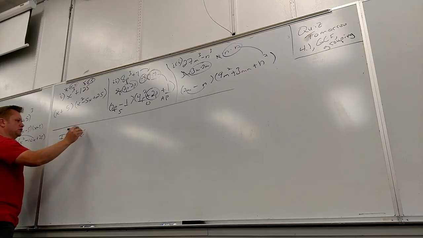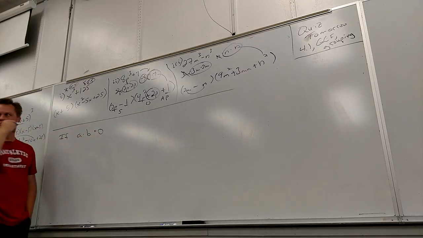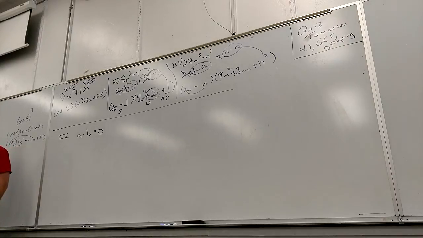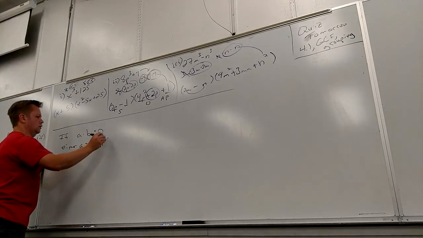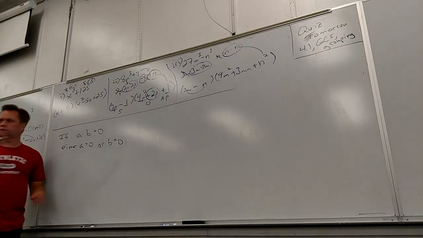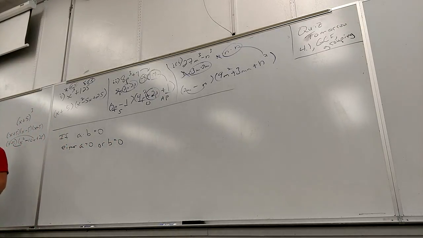If I have one number times another number equals 0, is there something that has to be true? Either A is 0 or B is 0, or they're both 0, right? That's the only way that I can multiply two numbers and have them come out to be 0, is if at least one of them is 0. Is everybody cool with that? On one level you're all like, yeah. But this is going to become huge.